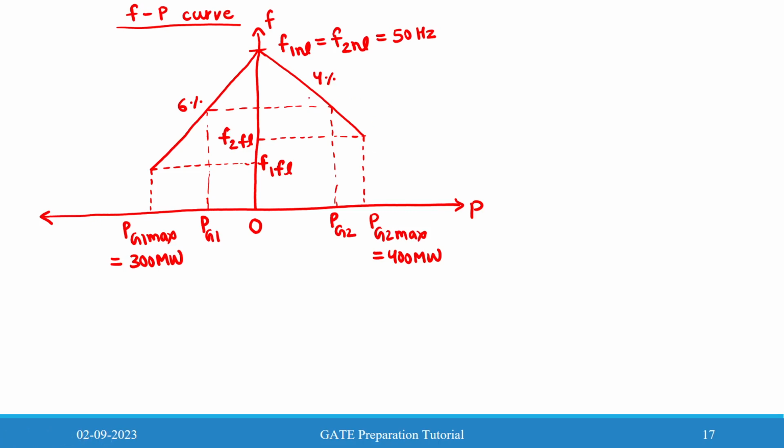4% means that if you are going from no load to full load, the change in frequency will be 4%. If you calculate for the second generator, F2 full load, you will use this speed regulation. So F2 full load will be 50 minus 4% of 50 hertz, that is 50 minus 2, equal to 48 hertz. So this value, F2 FL, is 48 hertz.